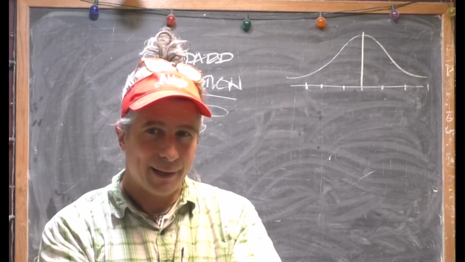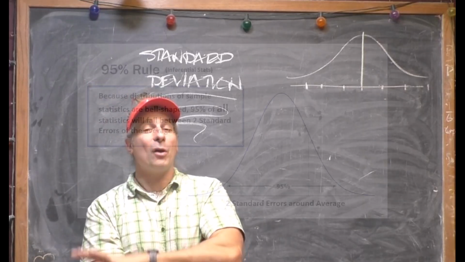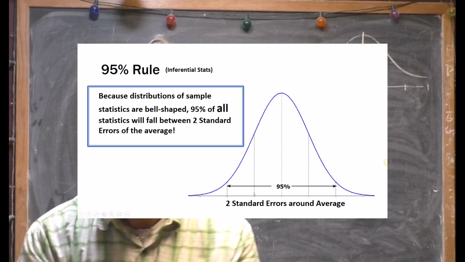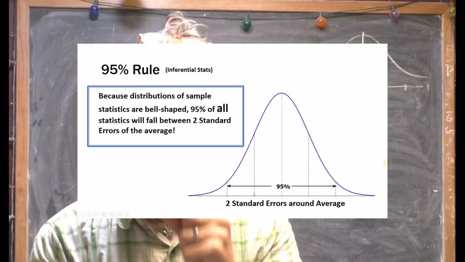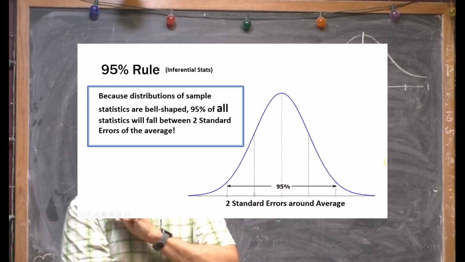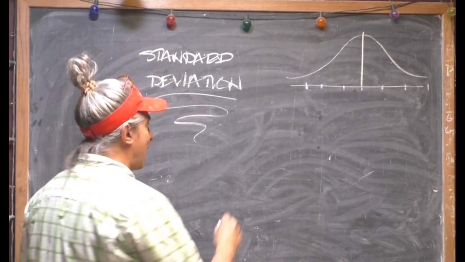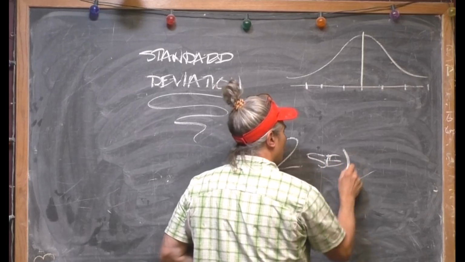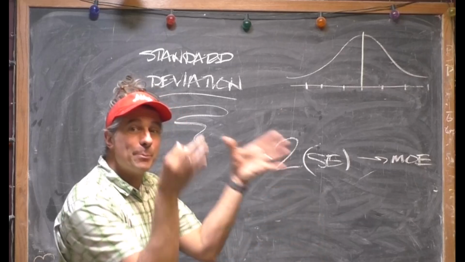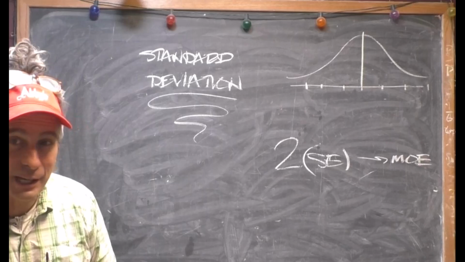Well, guess what? In a sampling distribution, 95% of all possible sample averages are going to fall within 2 standard errors of the average of that distribution. So the reason I used that 2 SE, 2 times the standard error, for the margin of error, was because I was leaning back on that idea of 2 standard deviations trapping 95% of the data.